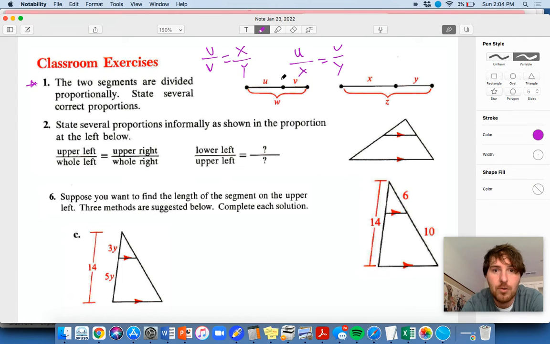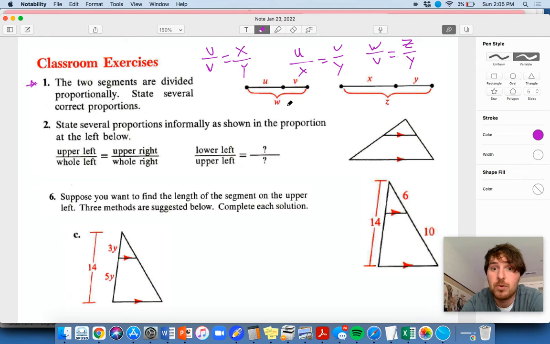u plus v, the whole thing, which would be w, over v would equal x plus y over z. I got that y plus x here over z. So x plus y is z, over what I had originally here, which is y. So whole to part equals whole to part. W's the whole here, Z's the whole here, and you get the parts there. So those are several of the many that you can do here.